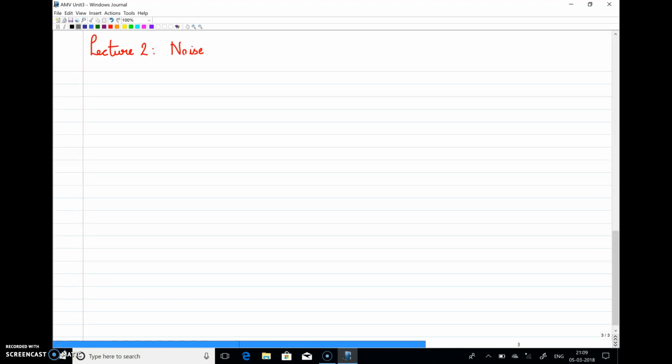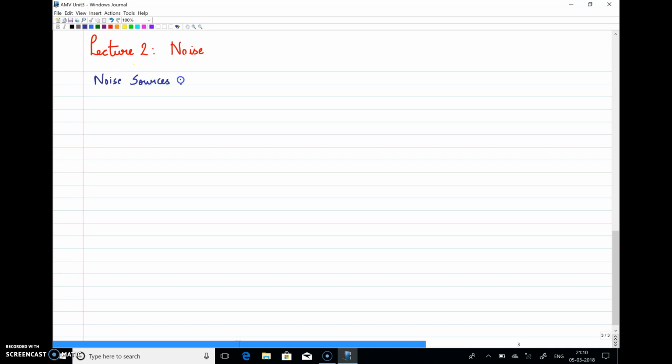Welcome to the second lecture on noise. In this lecture, we'll discuss the different sources of noise in integrated circuits, and in detail we'll see the noise of resistors and MOSFETs, because those two are the main components when we consider analog integrated circuits. So we'll start with the different noise sources.